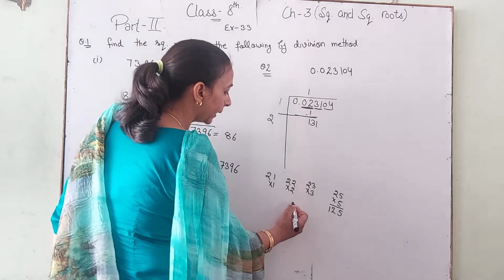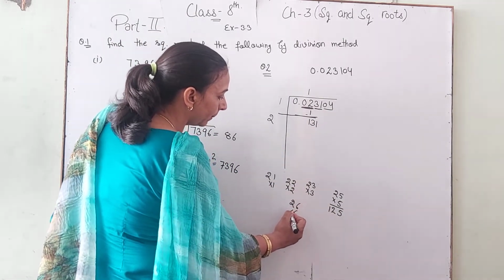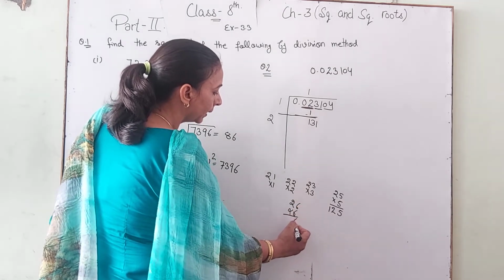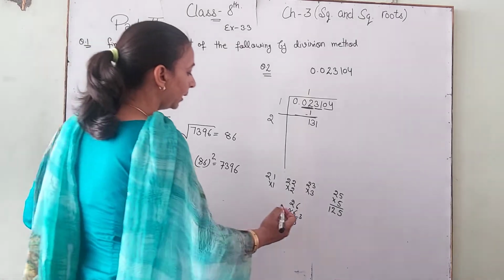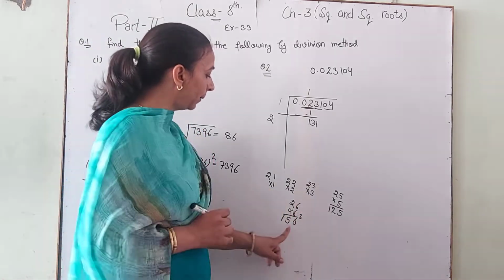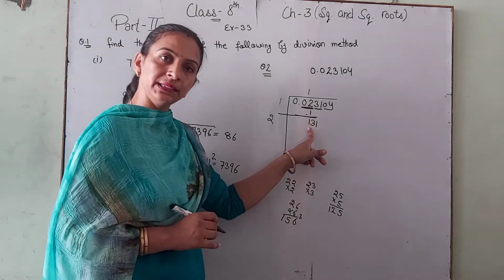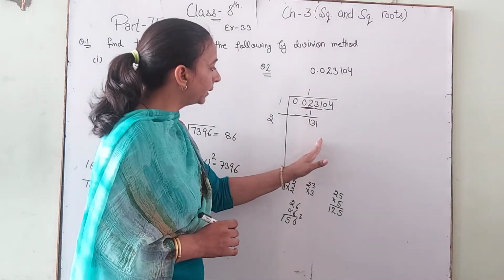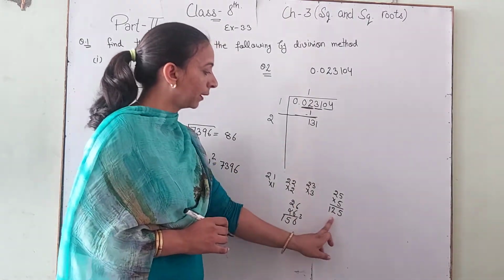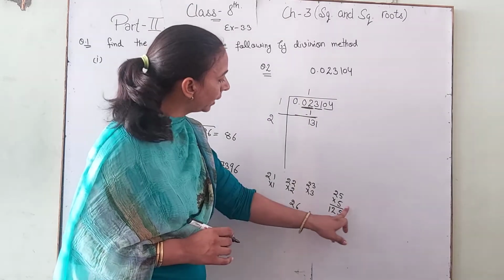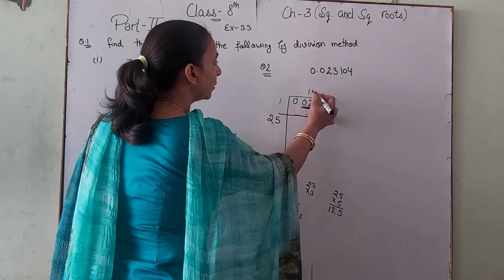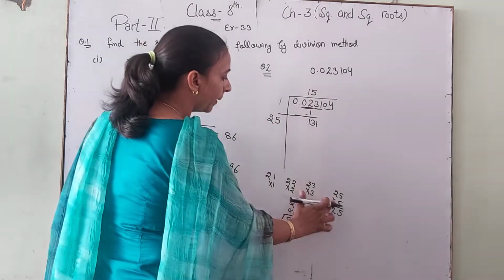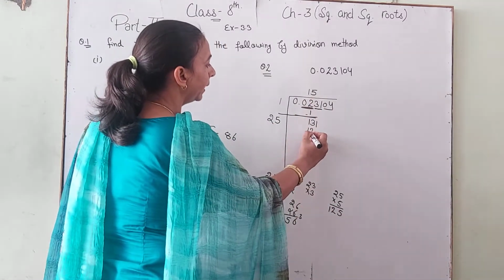If we take 26, we multiply with 6. 6 6s are 36, 6 2s are 12, 12 and 3 is 15. But 156 is greater than 131. So we take the number less than 131, which is 125, and this is with 5. Then we take 5 here, and there is also 5, and 25 5 is 125.